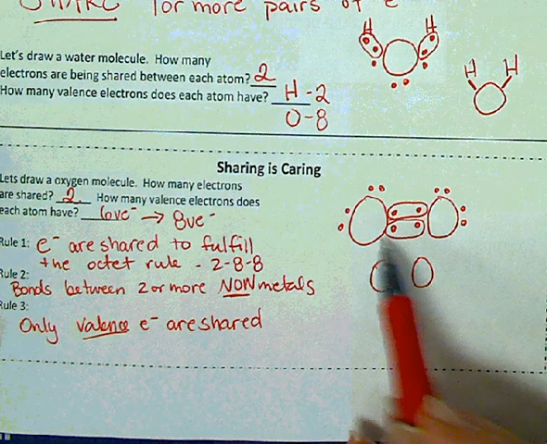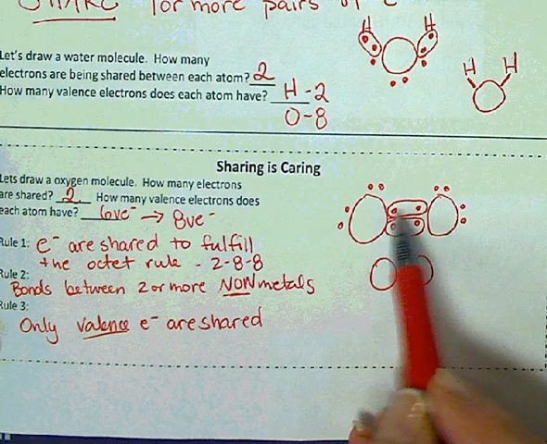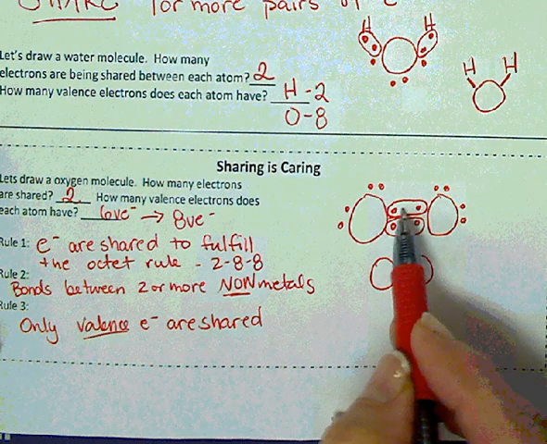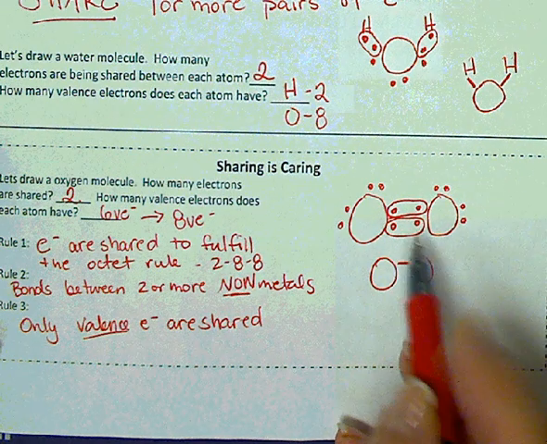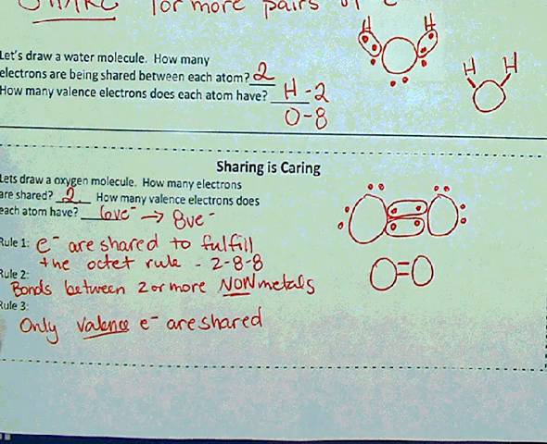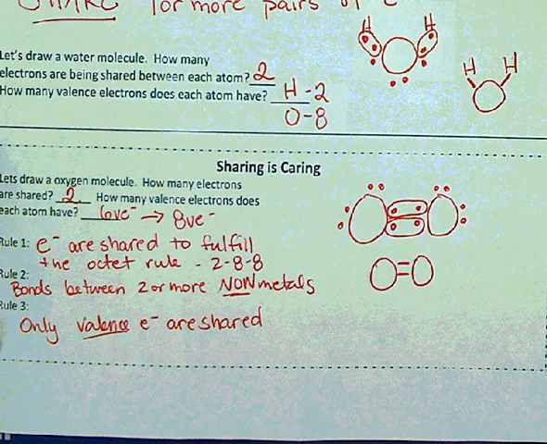When we have 2 oxygens, notice that we have one pair of electrons being shared here and another pair of electrons being shared there. So that is considered a double bond between 2 oxygen atoms.